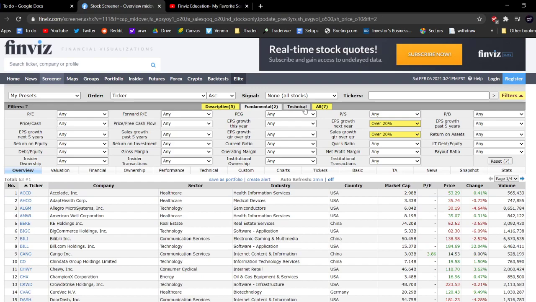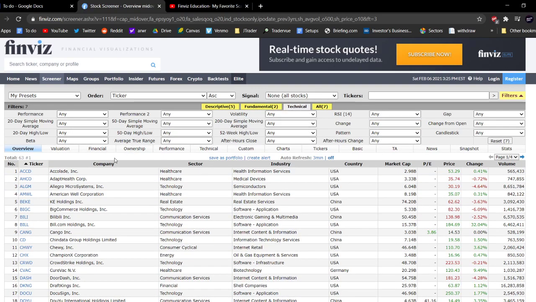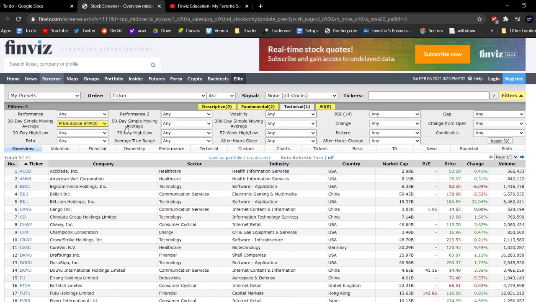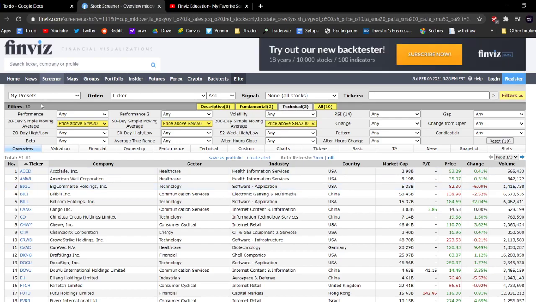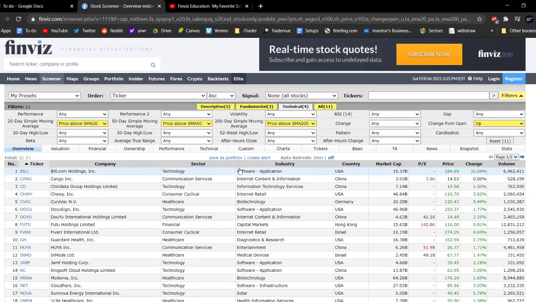And then you're going to go to the technical tab, and the final things that we're going to do is we're going to use the 20-day simple moving average, and we're just going to do price above. And then we're going to do the same thing here, price above, and the same thing with the 200 SMA. So the reasoning for that is now we have stocks that are in an uptrend as well. So it's going to be above our 3 main moving averages. And then the final little thing that we're going to do is we're going to do change from open, and we're just going to do up. So it's just going to show us stocks that are up today.